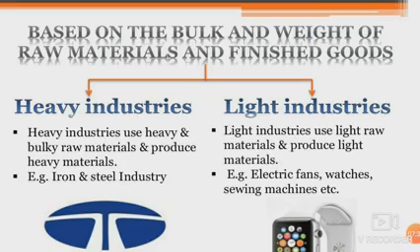Lastly, based on the bulk and weight of raw material and finished goods, industries can be divided into 2 categories: heavy industries and light industries. Heavy industries use heavy and bulky raw material and produce heavy materials, for example the iron and steel industry. Light industries use light raw materials and produce light materials, for example electric fans, watches, sewing machines, etc.